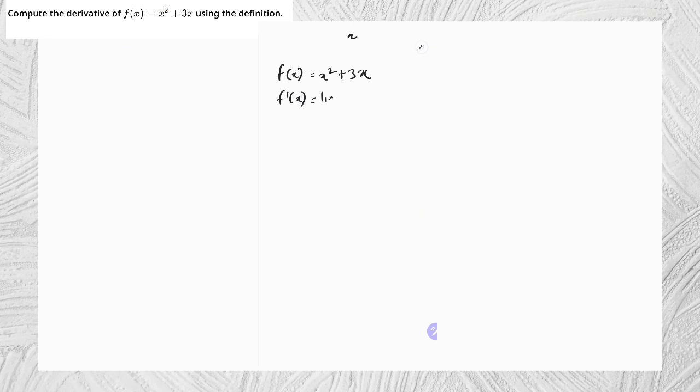And as we already know, the formula for that is the derivative of f(x) equals the limit as h approaches 0 of f(x + h) minus f(x), divided by h. Now, we substitute f(x) = x squared plus 3x into f(x + h). You will get (x + h) squared plus 3(x + h).